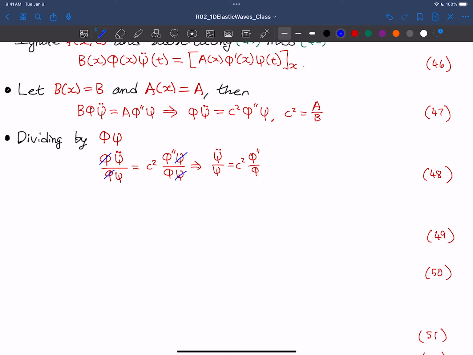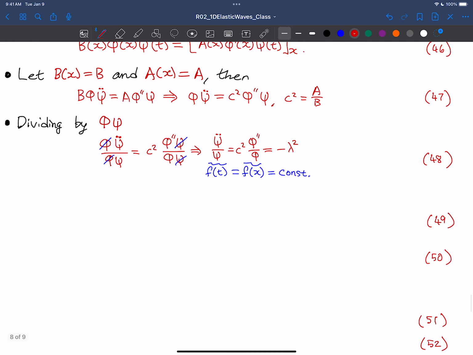And something special happens here. On the left hand side we have a function of time only, and on the right hand side we have a function of space only. So whenever you have two functions that are equal, that have different independent variables, which is the case here, they have to be equal to a constant. That's the only way this can be true. And it could be any constant, but we're going to be smart, and we're going to say that this constant is minus lambda squared.